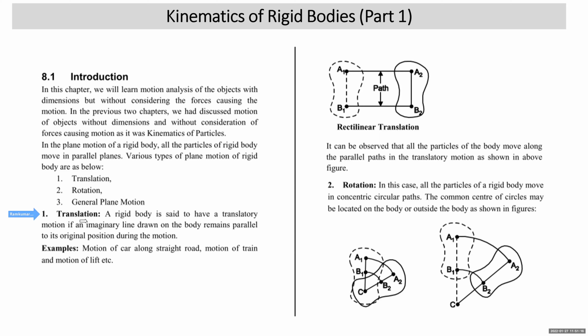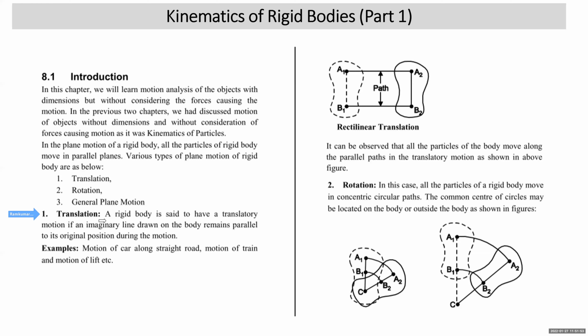Translation is nothing but, students, something like the rectilinear motion we have covered in the previous chapters of dynamics. But in the previous chapter we considered rectilinear motion of objects without dimension. Here in this part we cover the rectilinear motion of objects with dimension. To identify translatory motion, a rigid body is said to have translatory motion if we draw some imaginary line on the body which remains parallel to its original position during the entire motion. So this is the identification of translatory motion of a rigid body.